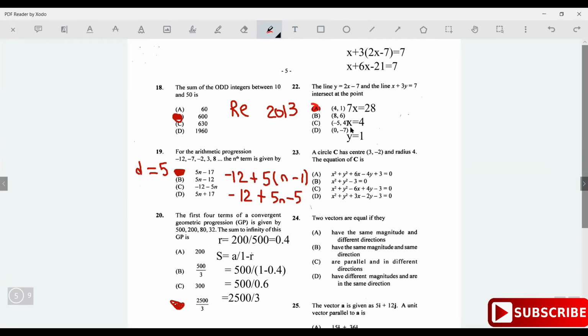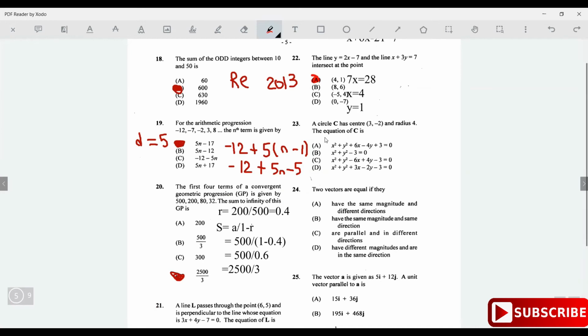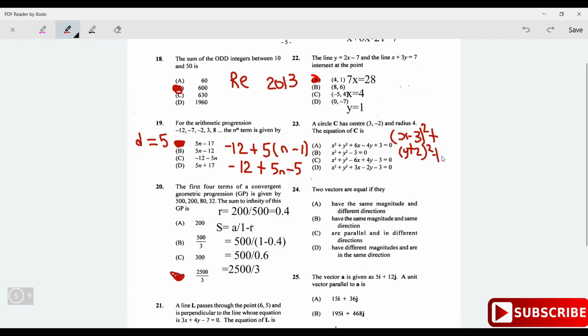It says, a circle has center (3, -2) and a radius of 4. Find the equation of C. So they want the general form of the equation. All right. So to do this, we learned to put it in standard form. It's going to be x minus 3 all squared plus y plus 2 all squared is equal to r squared. That's how we learn to put it in the standard form first. All right, and so it's x minus 3 all squared plus y plus 2 all squared is equal to r squared, which is equal to 16.